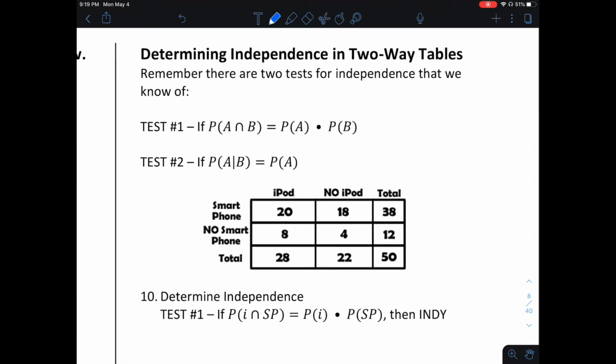Determining independence and dependence. Now, this gets a little complicated, to be honest with you. But you're smart, so that's okay. There are 2 tests for independence. Test 1. If the probability of the intersection of A and B is equal to the probability of A times the probability of B, then they're independent. Test 2. If the probability of A given B is equal to the probability of A, then they're independent.